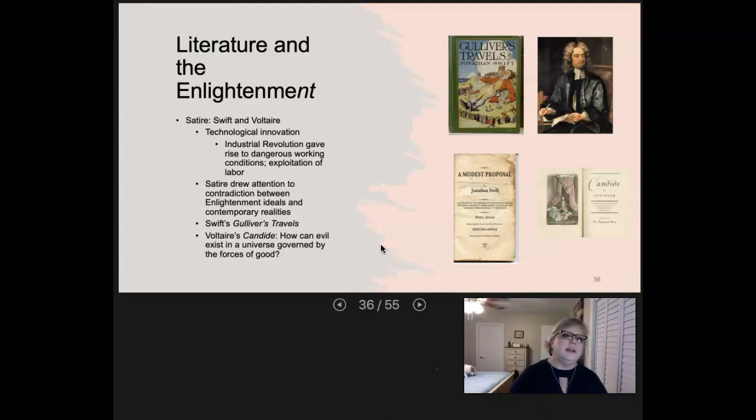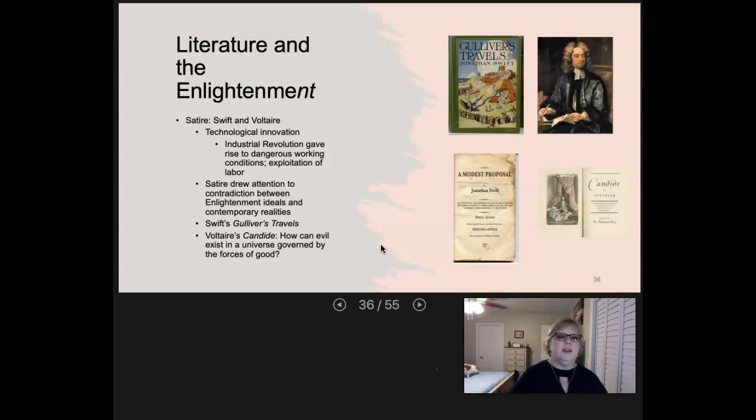discusses a lot of times technological innovation. The Industrial Revolution gives rise to dangerous working conditions and the exploitation of labor, which become great topics for a satire. Satire drew attention to this contradiction between those Enlightenment ideals and contemporary realities.